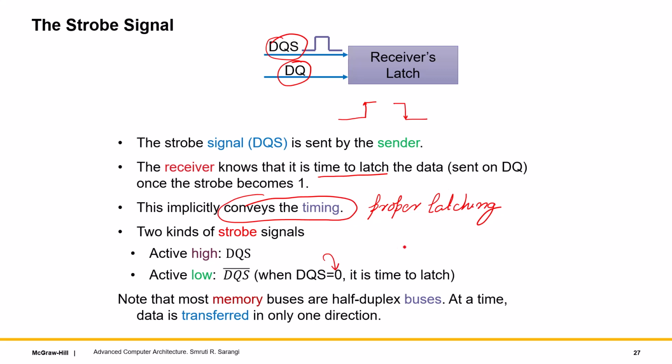So one thing to know, it's time to discuss this full duplex and half duplex business. Almost all memory buses, or a very large majority of them, are half duplex, which basically means the data either flows this way or the other way.